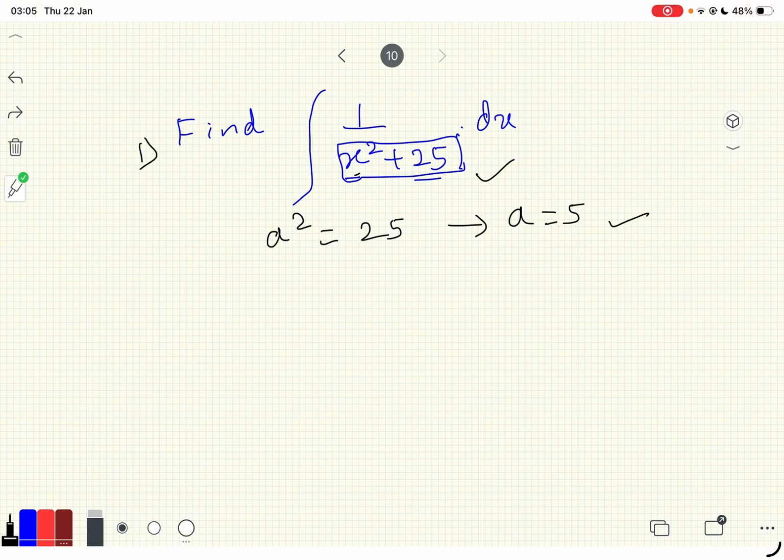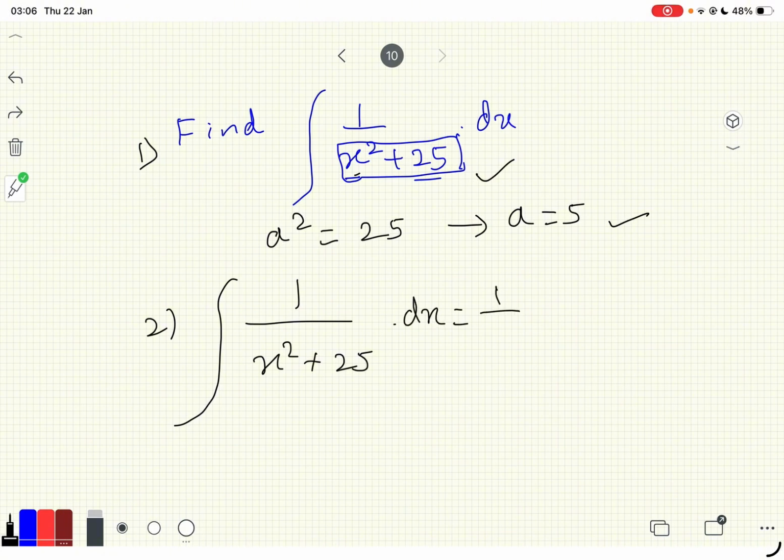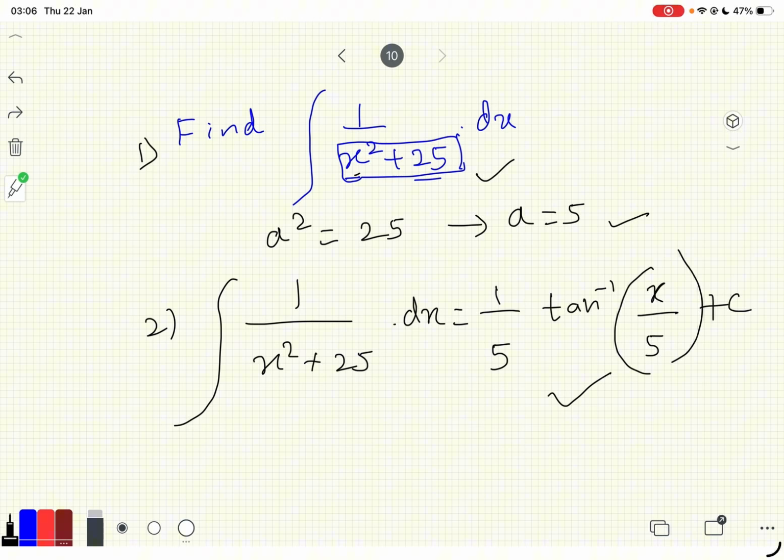Now the second step, apply the formula. What are you going to do? 1 over x squared plus 25 is, your a is 5, so 1 over 5 arctan x over 5 plus C. A very simple idea. So you just first check whether it is x squared plus constant form in the denominator. Obviously it should be arctan. Then you're going to apply the formula, simple as that.